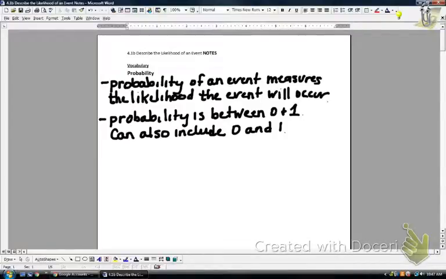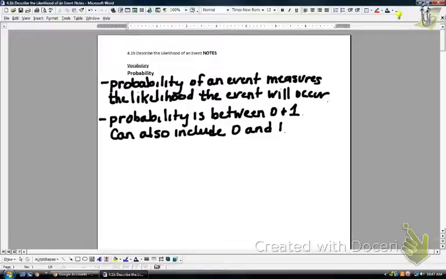Today we're going to learn how to describe the likelihood of an event occurring. Let's start with our vocabulary. Our first vocabulary word is probability. The probability of an event measures the likelihood that the event will occur. And then the other thing that you need to make note of is probability is between 0 and 1, and it can also include 0 and 1.